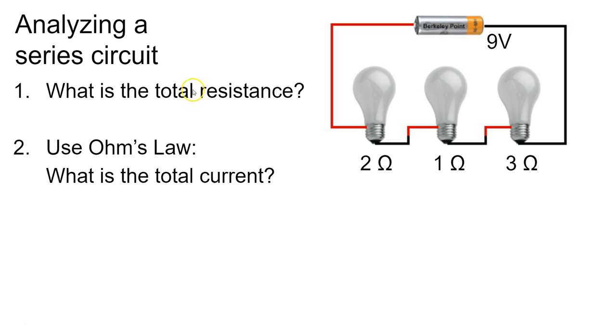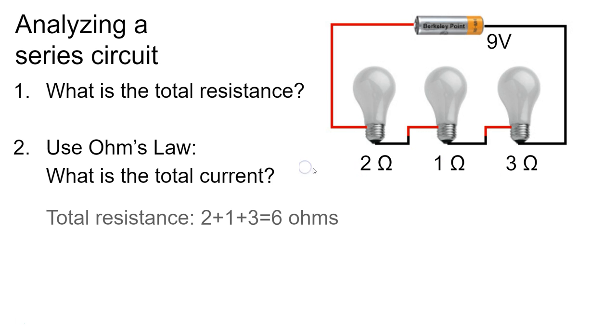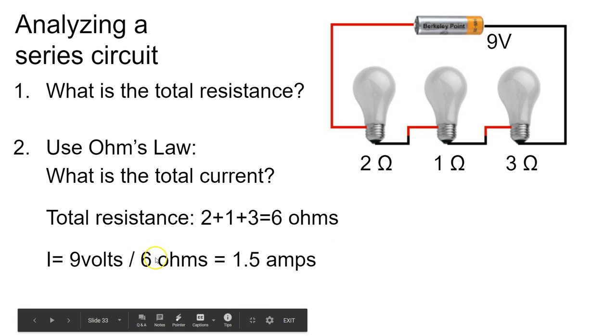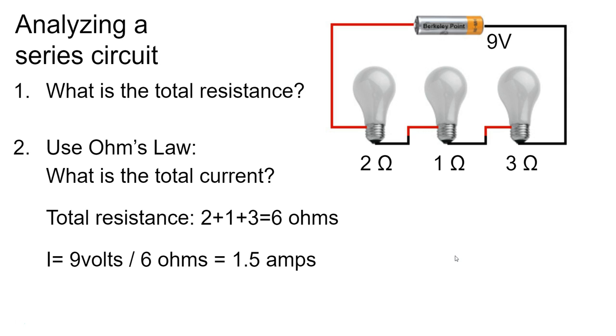So if we want to know what the total resistance is, well, we just have to add these all together because they're all in a row like this. So I do 2 plus 1 plus 3, and you end up getting 6 ohms. Hey, that's not so bad, is it? And then if we want to know the total current, you have to do 9 volts divided by 6 ohms, V divided by R, and we get a total current of 1.5 amps. Once again, not so bad, right? Series circuits aren't so bad.